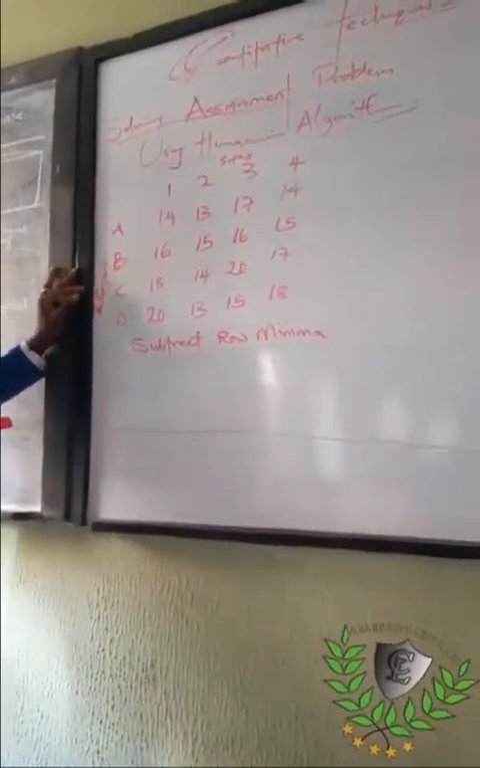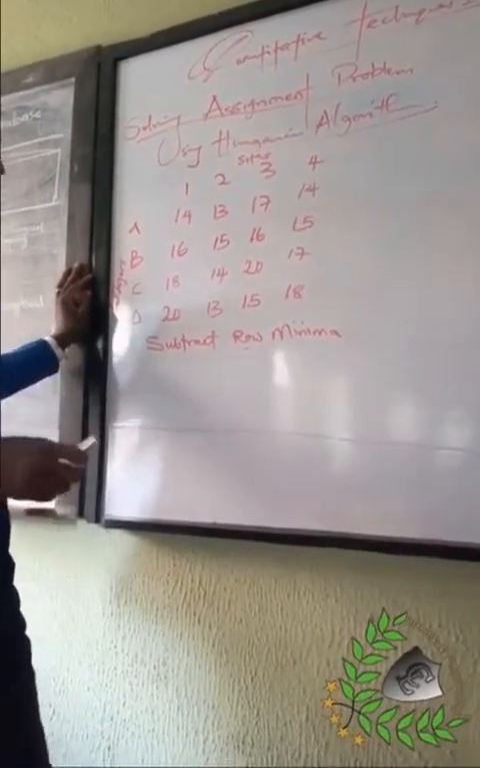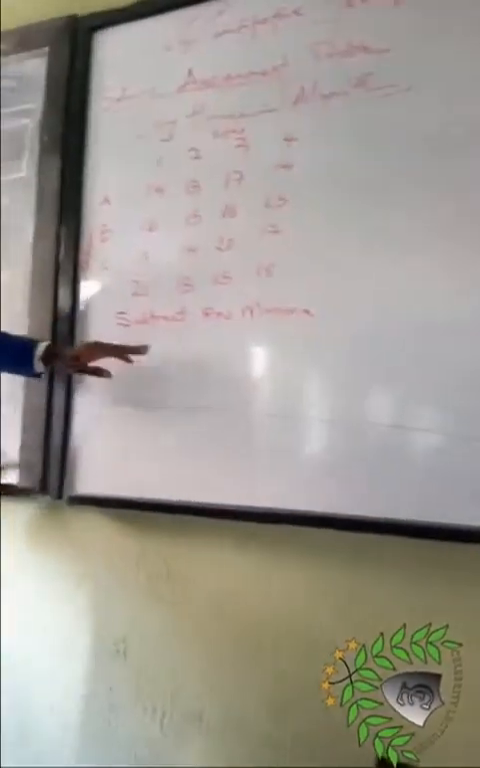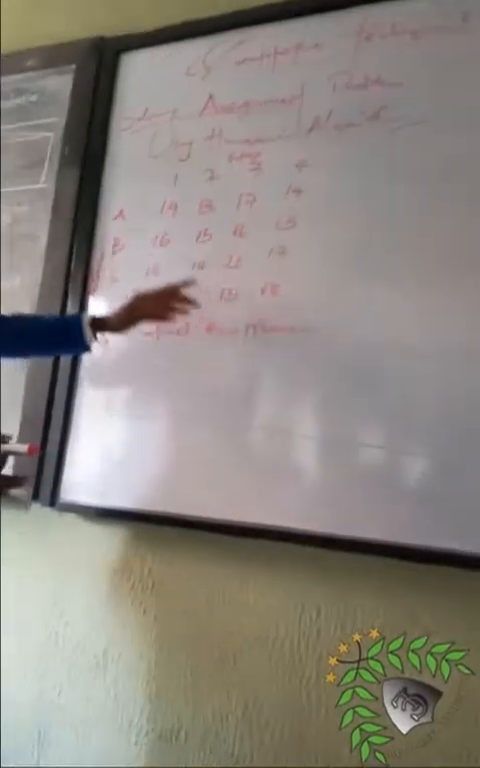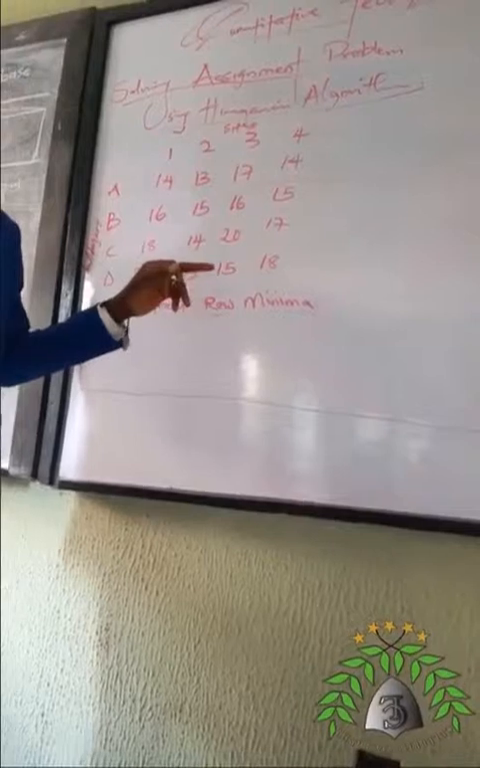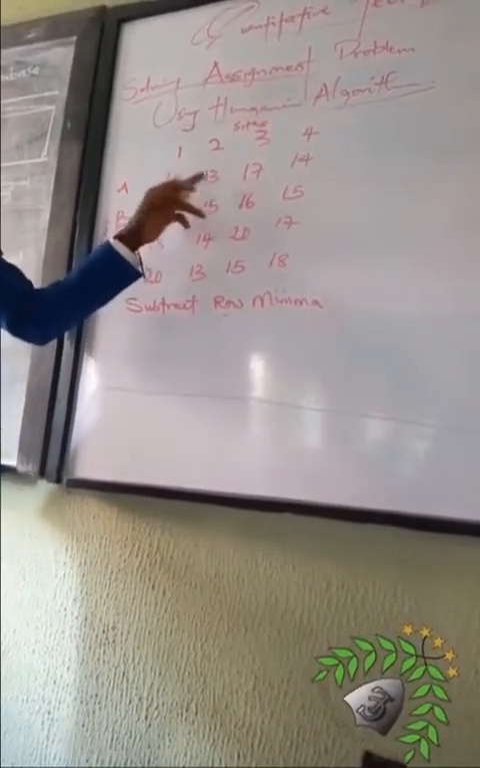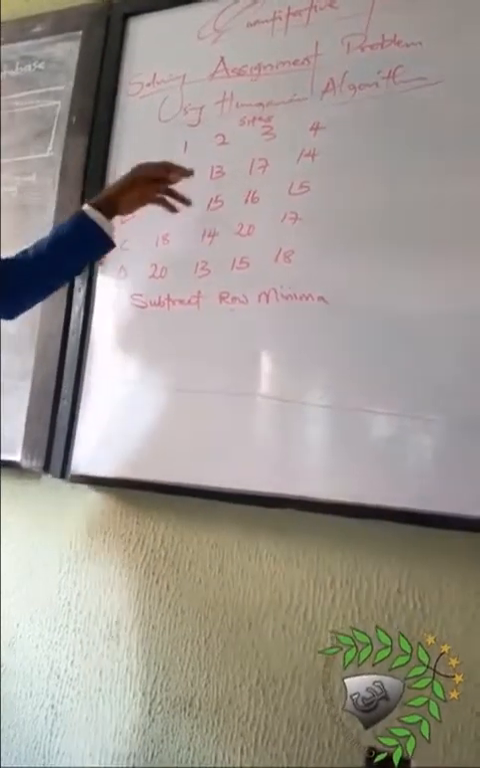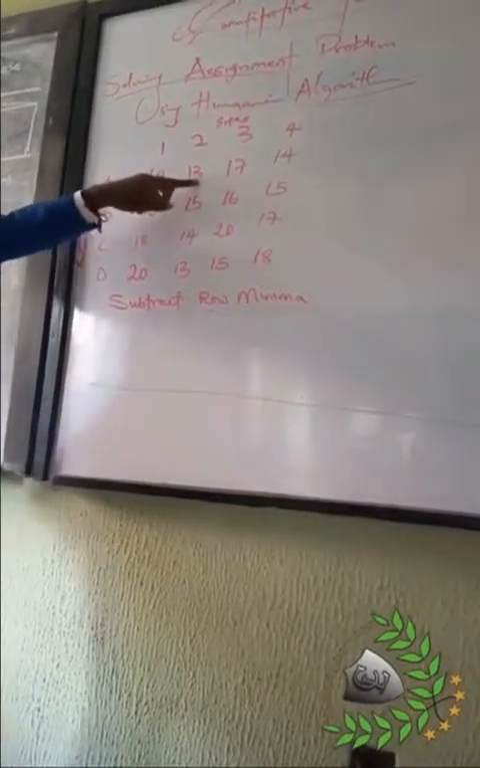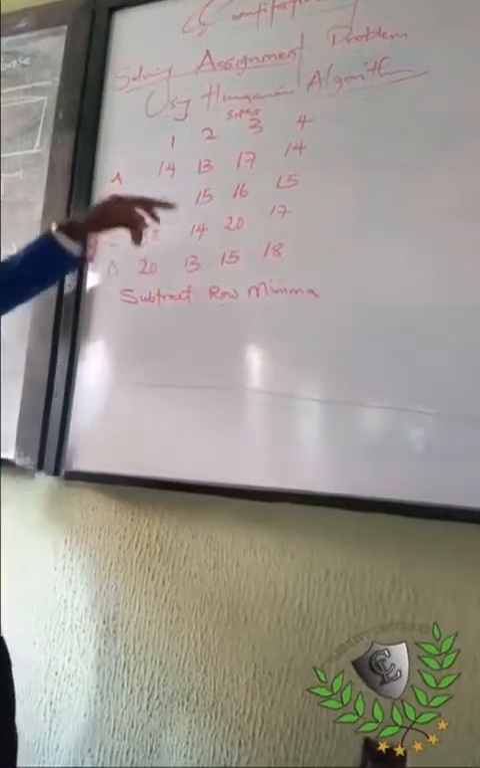So the very first thing we do is to subtract the row minima. To subtract row minima means that I will look at each row. We have 4 rows here, and I'll pick the lowest from each row and subtract it from every cost in that same row. So if I look at this first row, the lowest is 13. So I'll subtract 13 from each one. 14 minus 13, 1. 13 minus 13, 0. 17 minus 13, 4. 14 minus 13, 1.